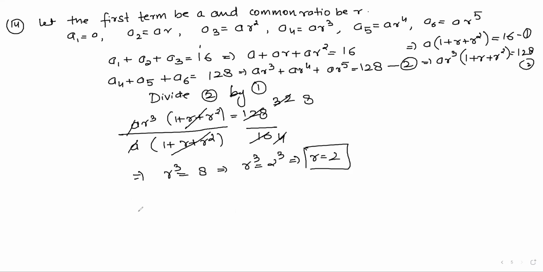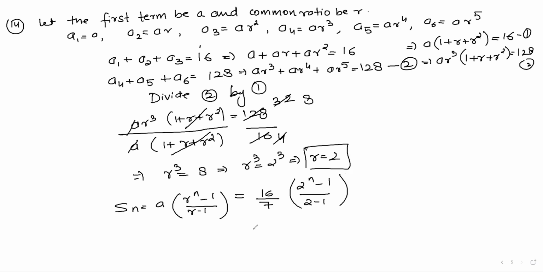So Sn is equal to a into r to the power n minus 1 by r minus 1. Okay, so your first term is 16/7. This is 2 raised to the power n minus 1, divided by this is 2 minus 1. Okay, Sparsh? Yes sir. So this is the answer. Please check. Sparsh, check the back side, this is the answer.